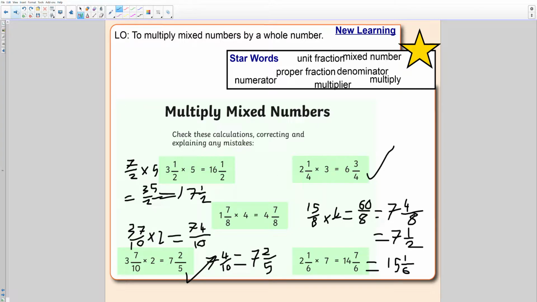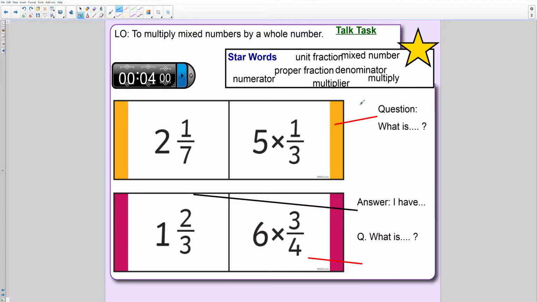Okay, moving on then. Hopefully that makes sense. Pause it and have a look at it if it doesn't. Now this is going to be something I would like you to think about: what is a question we could have that goes with these ones?